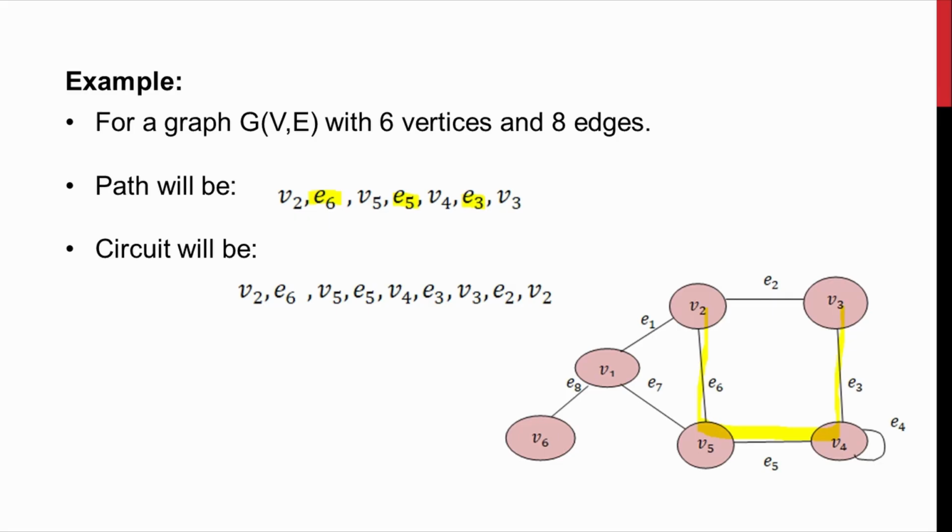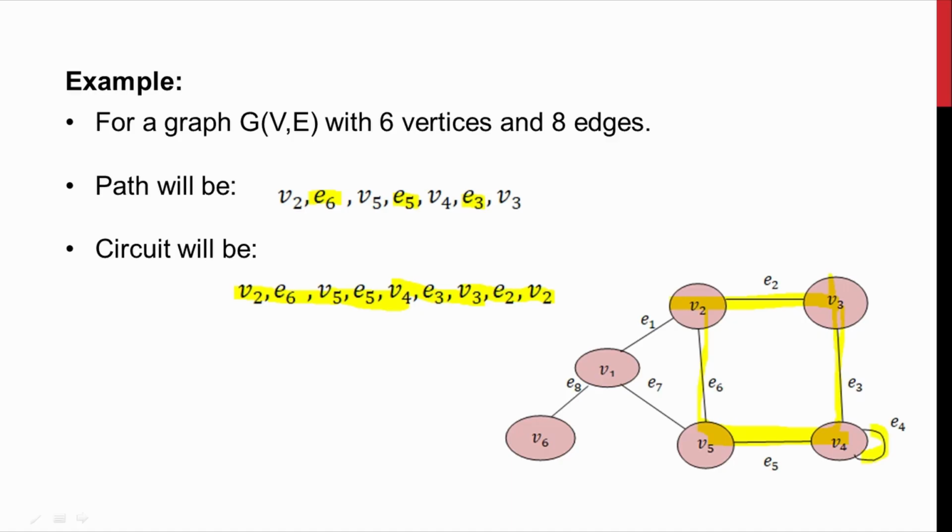A circuit is closed, so the starting vertex and ending vertex are the same. V2 to V5, V5 to V4, V4 to V3 via E3, then V3 to V2. So this starts and ends on the same vertex. This is called a circuit.